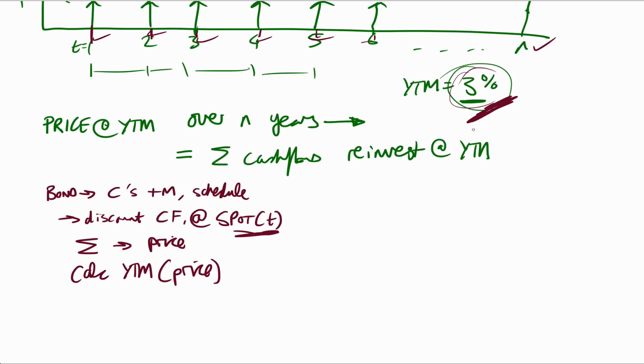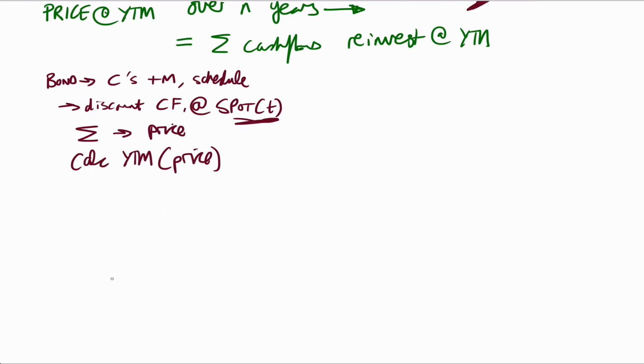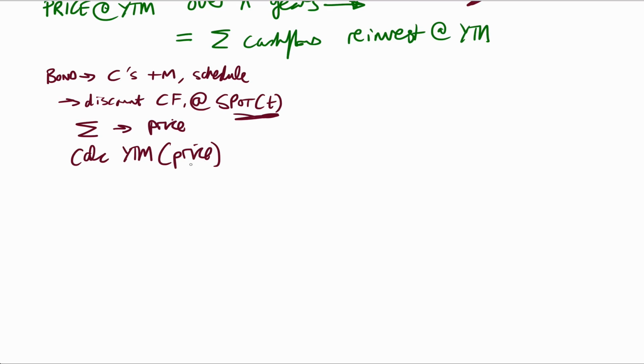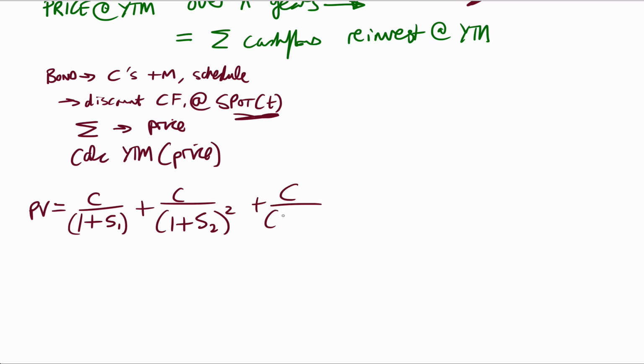So that gives you the price, and then if you want to calculate the yield to maturity after that, then you go the other way, right? Then you say, okay, well, now the yield to maturity is a function of the price. So the price I've calculated as, let's say PV, the price, equals C over 1 plus S1, spot rate 1, plus C over (1 plus spot rate period 2) squared, plus C over (1 plus S3) cubed, plus, all the way up to C plus M over (1 plus the spot rate for time equals N) to the power N, right? That's how we calculated our price, right?